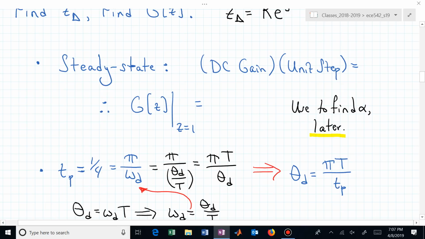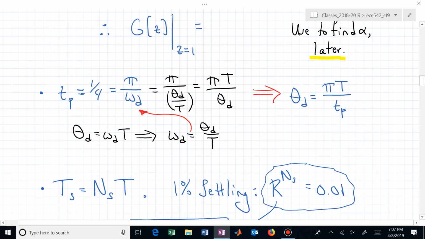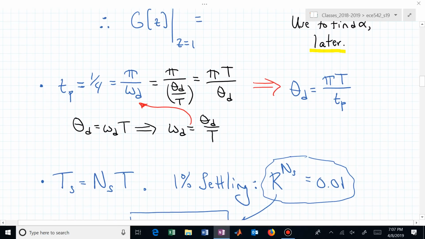And you can find the poles several different ways. You can find an angle based on the time to peak. The time to peak is pi over omega sub d. Omega sub d is our damped frequency of oscillation. And we know how that's connected to theta sub d, the angle in our z-plane. Omega sub d times the sample period is theta sub d. You can now solve that for omega sub d, and you can get a time to peak is actually pi T over theta sub d, then theta sub d is equal to pi T over time to peak.